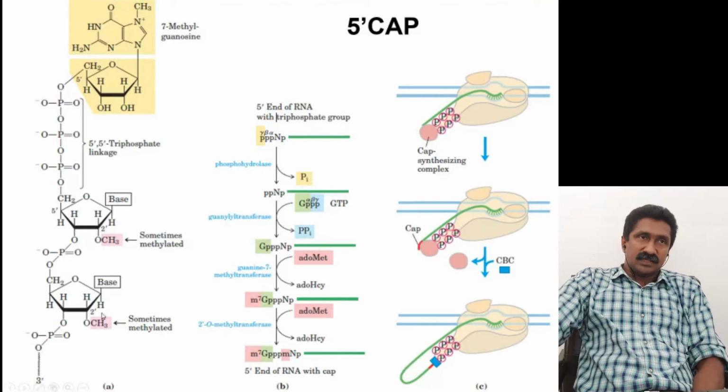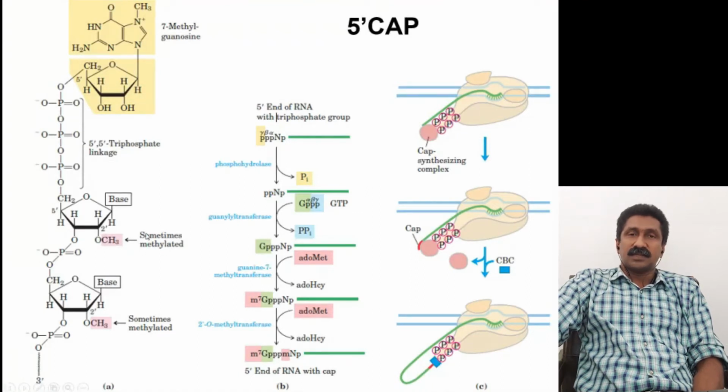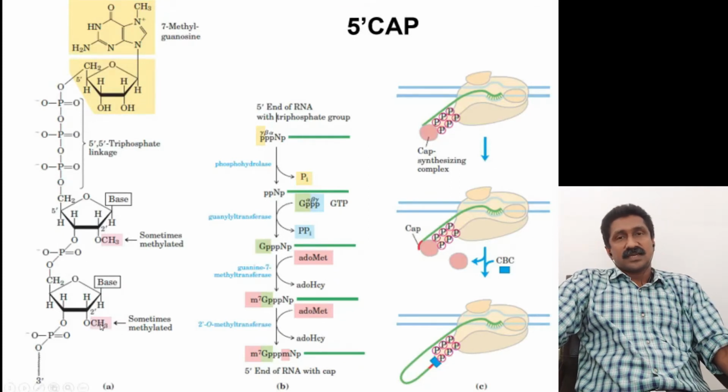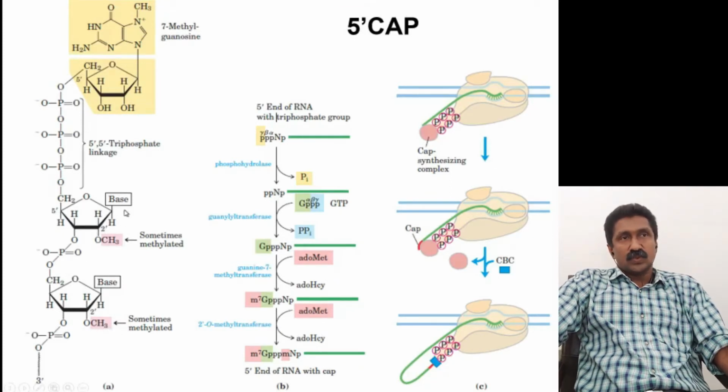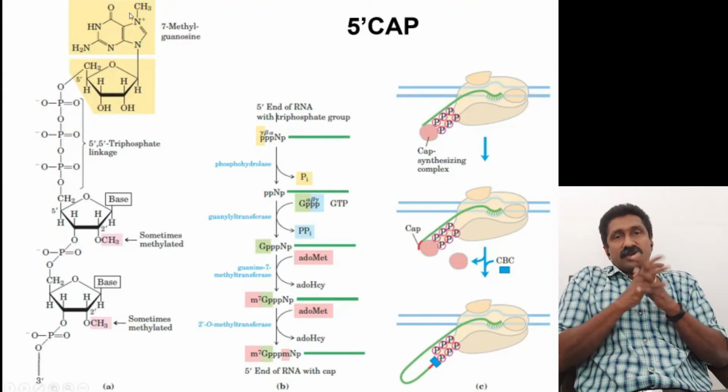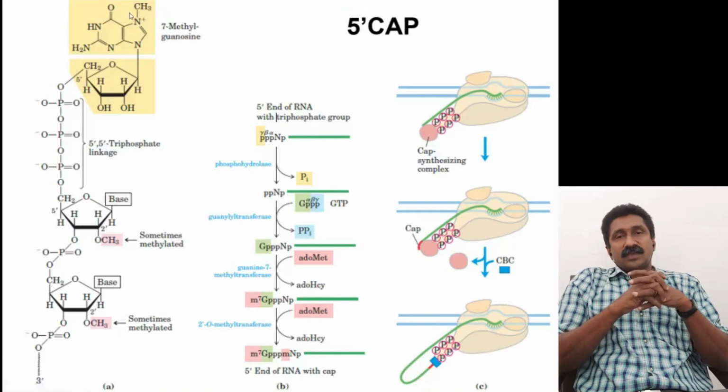So that means these 2 were not always expected. That's why it is marked as sometimes methylated. So if the first is methylated, then it is cap 1, and if this second is also methylated, then it is designated as cap 2. And if these 2 were not present and only 7-methyl guanosine is attached at the 5' end, then it is known as cap 0.